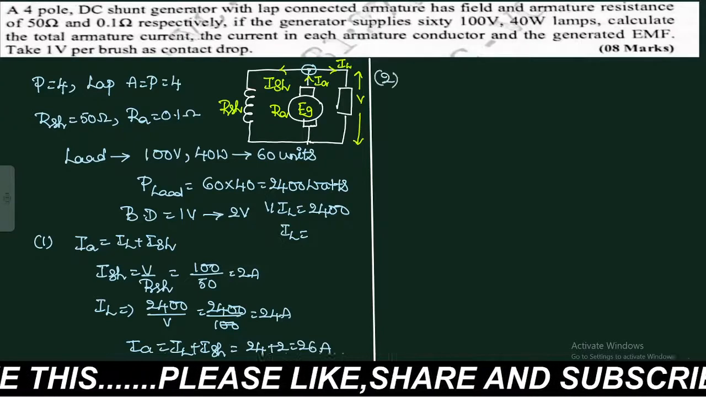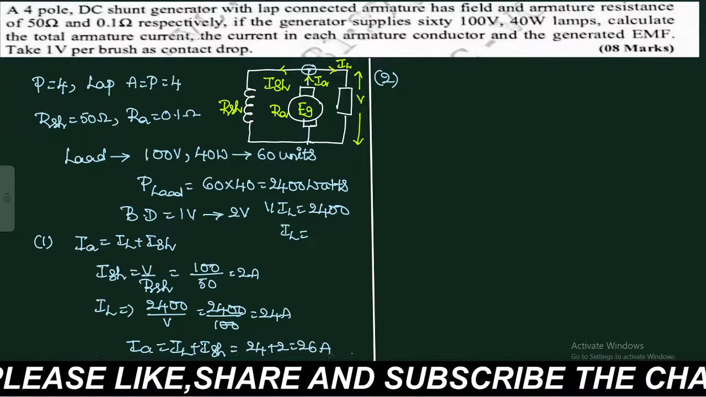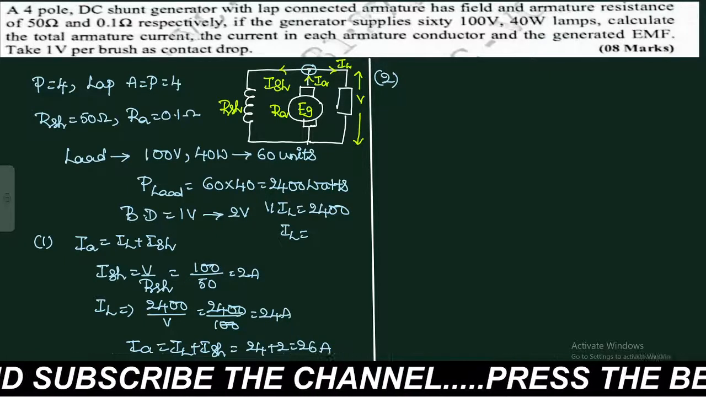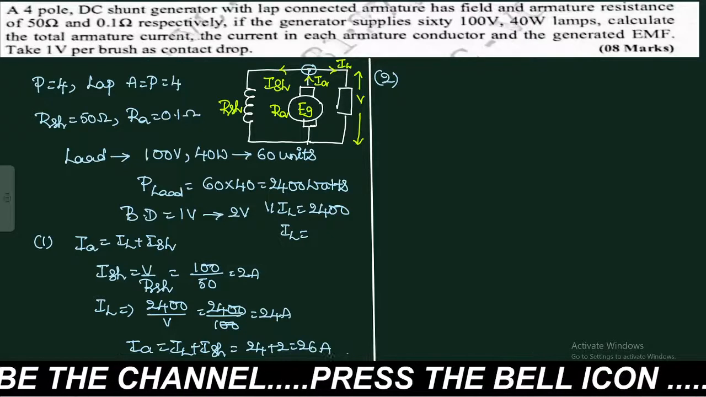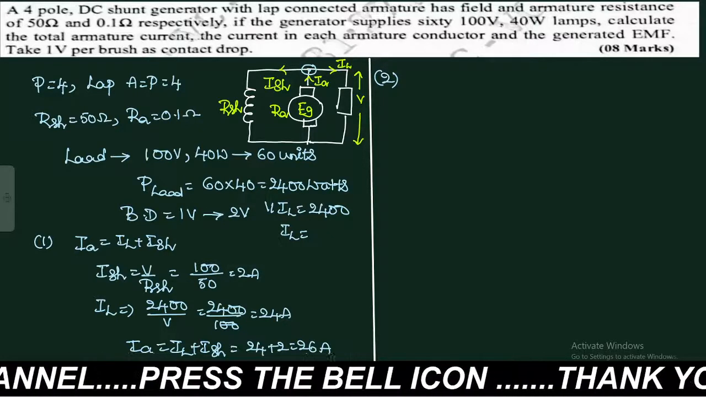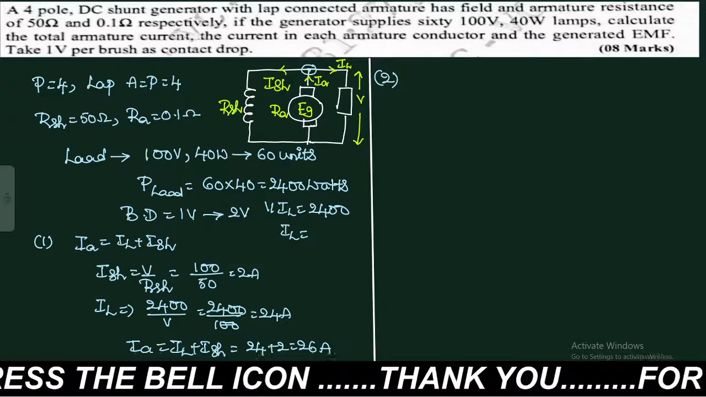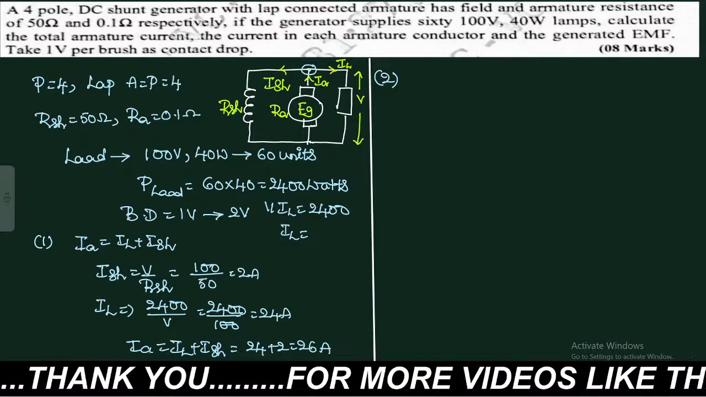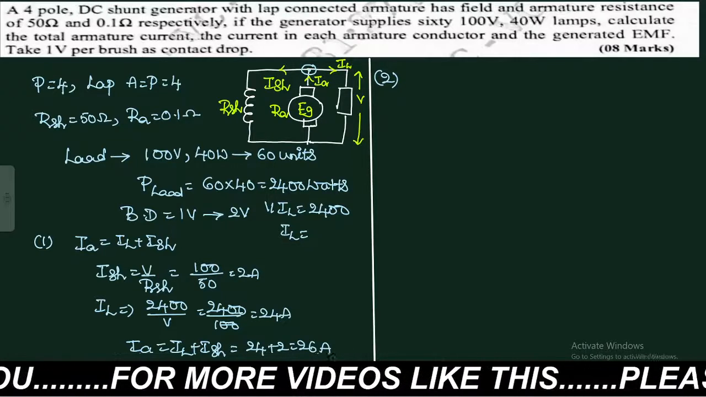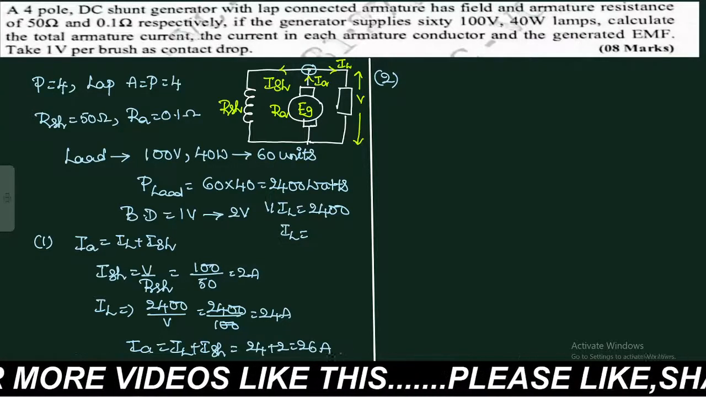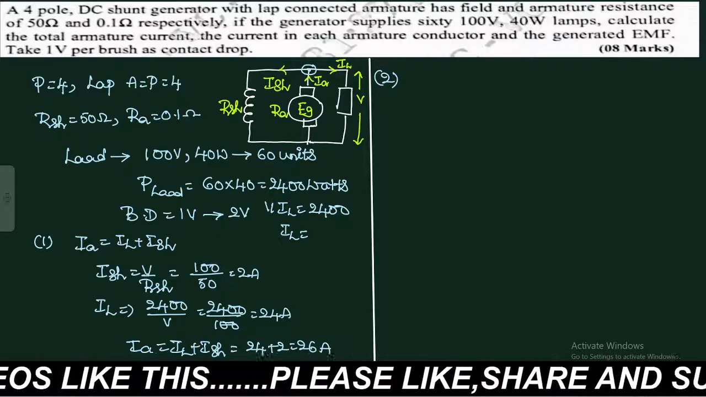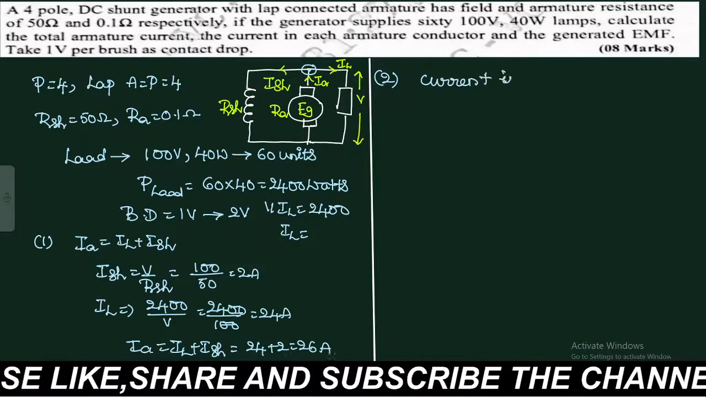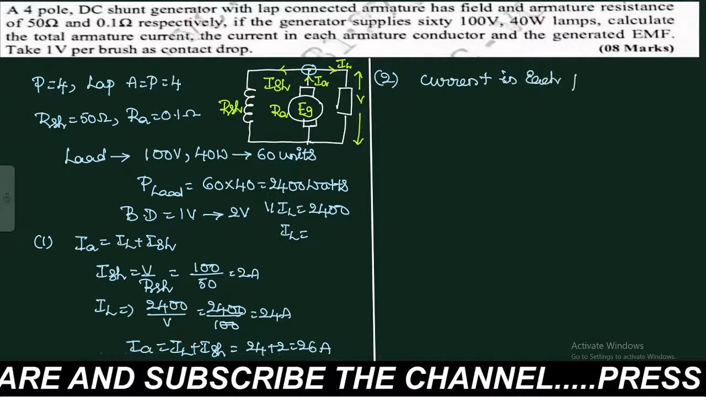What is the second question? Total armature current in each path. Actually the question says armature conductor, but I don't know whether they will give the marks or not. Armature conductor is wrong, because we cannot have any information about the flux, speed and those things, so you can't find the number of armature conductors. It should be the current in each parallel path.